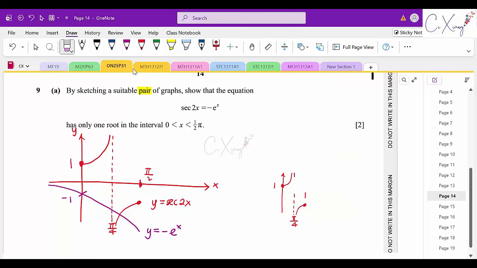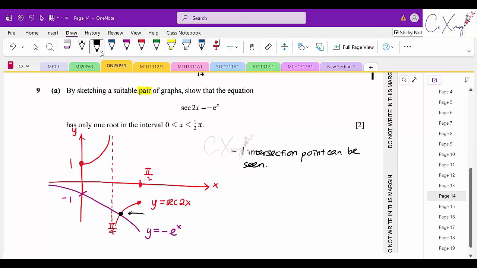So they want us to prove that there's only one root in this interval. So what's the meaning for one root? One root means that you can only see one intersection point in the graph that you draw. So what you can do is that you can tell them the conclusion. One intersection point can be seen. Hence, there's only one root in the particular interval here.